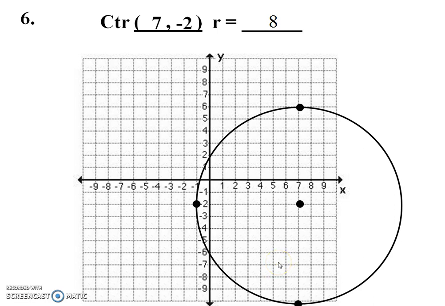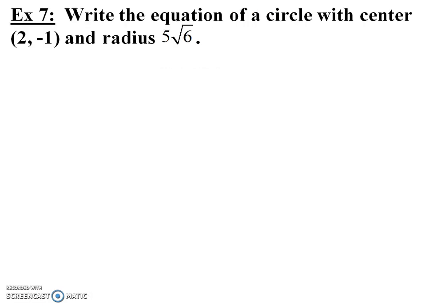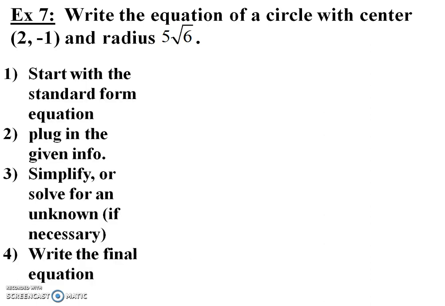What else do we have? We have 7 and 8. And these are like the last problems from our last set of notes when we were dealing with parabolas. This time, we're going to be asked to write the equation of a circle, given some information. So in example 7, it says to write the equation of a circle with the center at 2, negative 1 and radius 5 square root of 6. This is really nice because they've already given us the center and they've given us the radius.